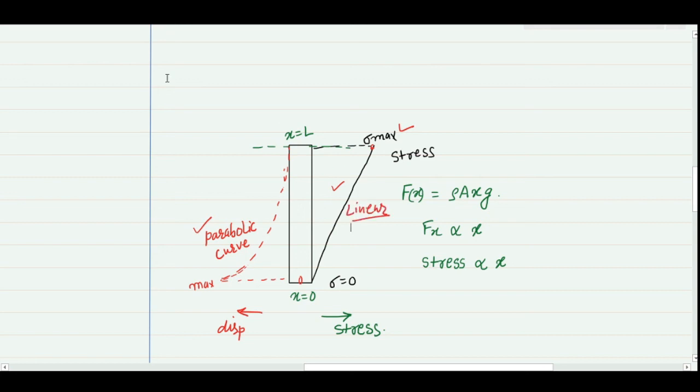Based on these results, you can make a bar of uniform strength. What do you mean by a bar of uniform strength? In this bar, the stress is maximum at the root and 0 at the tip. Suppose you want to make a bar which is having constant stress throughout the length, then how can you make that bar? Whether the bar will be of constant cross section or variable cross section.